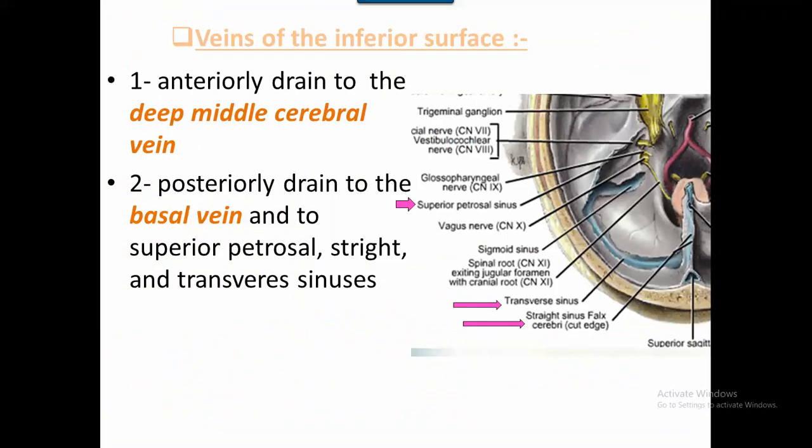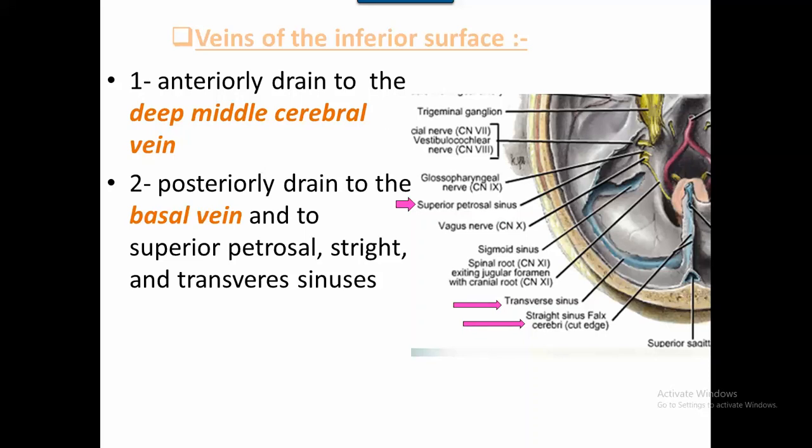Now, veins from the inferior surface. This diagram shows the brain after raising it inside the cranial cavity. Anteriorly, they drain to the deep middle cerebral vein, which, as we mentioned, is a corresponding vein in the deep part of the brain. Now, posteriorly they drain into the basal vein, and to the superior petrosal sinus, the straight sinus and the transverse sinus.